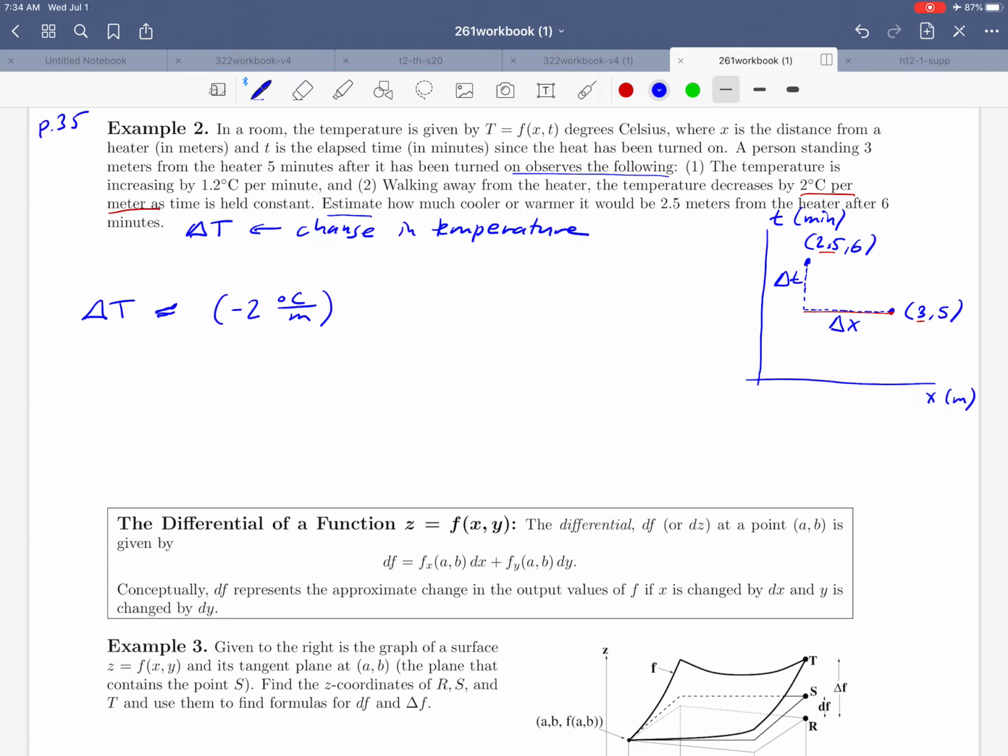And that rate is going to get multiplied by the distance that we moved. Okay, so how big was delta x? Well, it was 0.5, but it's actually negative because we moved closer to the heater. So negative 0.5 meters describes our change in distance. If you take those two things and multiply them, notice first that the meters cancel, so we're going to get degrees Celsius. And -2 times -5 is 1 degree Celsius.